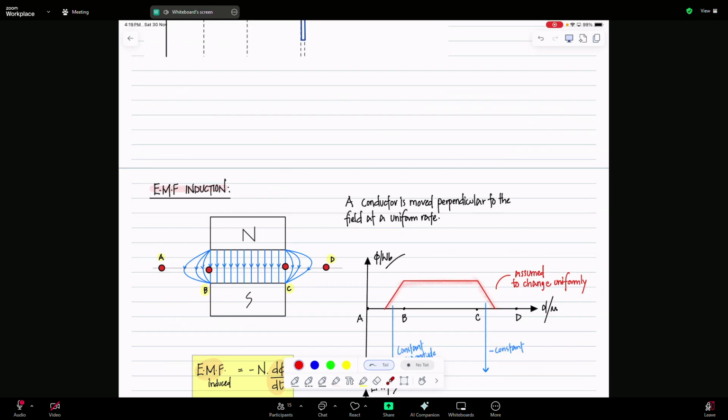How many equations are there? Let's do a recap. Phi equals B into A, F equals BIL, then BQV, then you have EMF equals minus N d phi by dt, then Hall voltage equals BI divided by NTQ, then there's this velocity selector, V divided by BD, right? And there are some fringe equations. For example, we have R equals MV divided by BQ, the radius of a charge in a magnetic field.